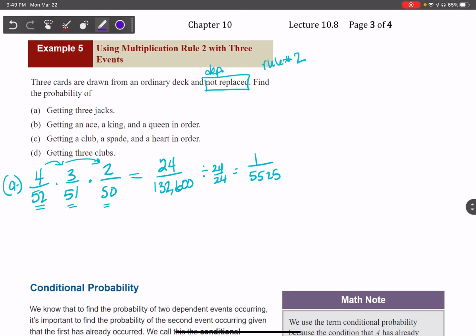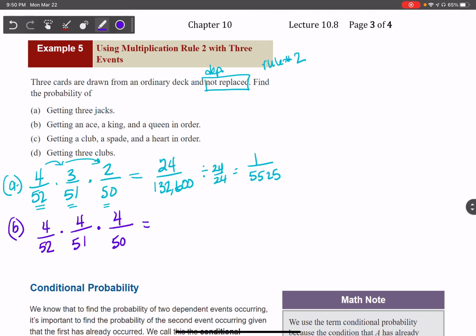All right, let's look at letter B. Getting an ace, a king, and a queen in order. Well, how many options do I have for an ace? I have 4 options out of 52. So that first time happens, cool. Now I only have 51 cards left to draw from, but I'm trying to get a king. I still have 4 kings in that deck. 2 cards have been drawn. Now I only have 50 cards left in my deck. Once again, I'm looking for a queen. I have not pulled a queen, so I still have 4 options.